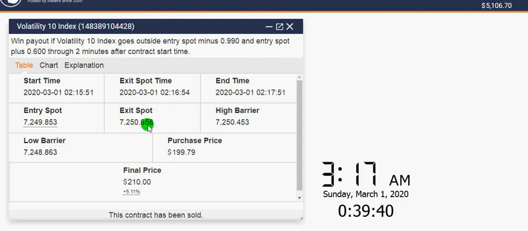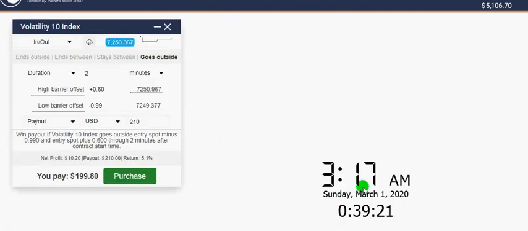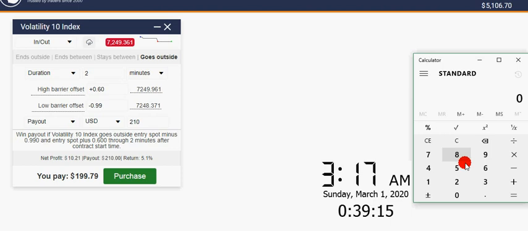This is the higher barrier and this is the exit spot, 250,658, and this is the higher barrier, 250,453. So the exit spot was higher than the higher barrier we set. If it also goes lower than this, we will also win as well. So let's go for the second trade after 30 seconds. Let's say number 2.